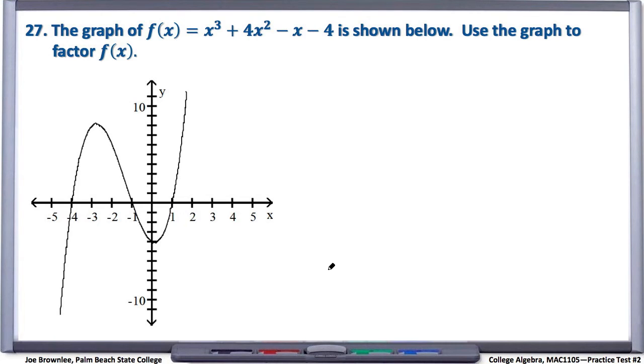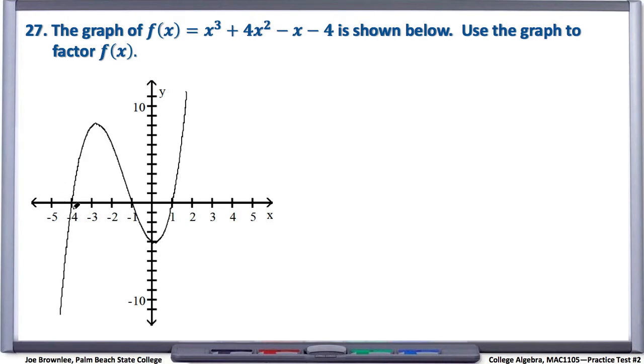All right, 27. The graph of f of x equals x cubed plus 4x squared minus x minus 4 is shown below. Use the graph to factor f of x. Now, this may seem more difficult than it actually is going to turn out to be. All we have to do is, for this function, identify where the graph crosses the x-axis.